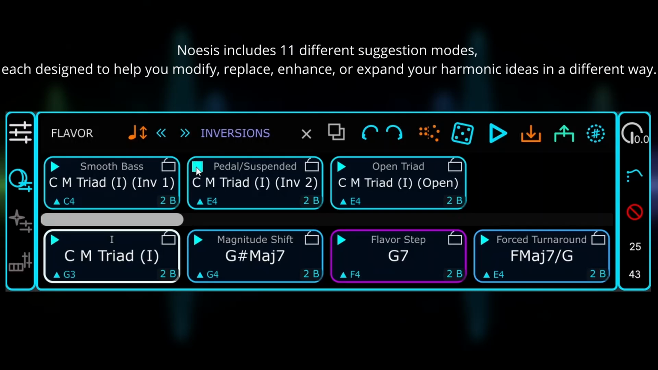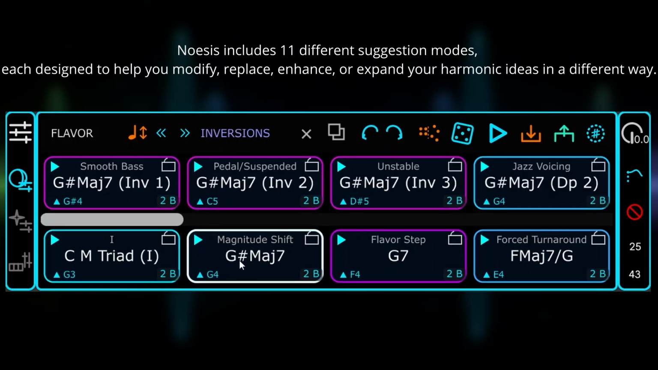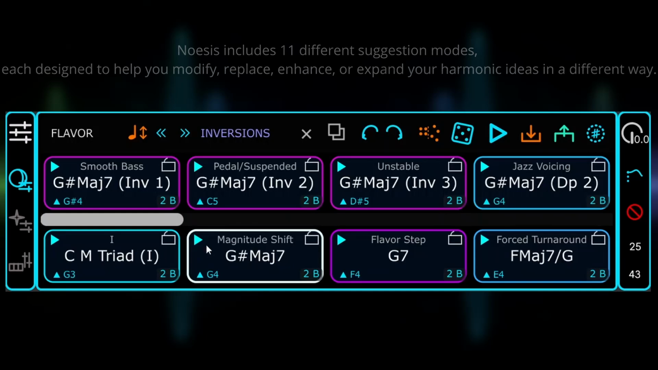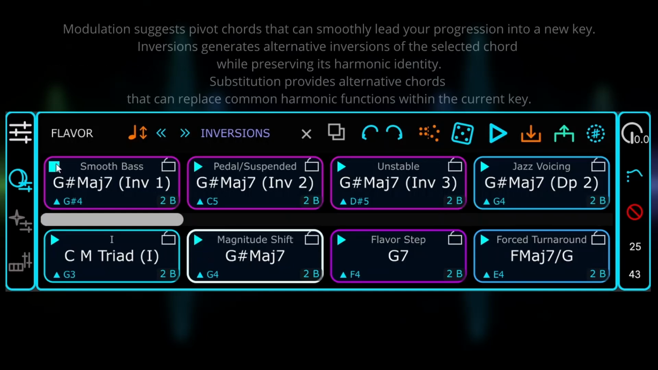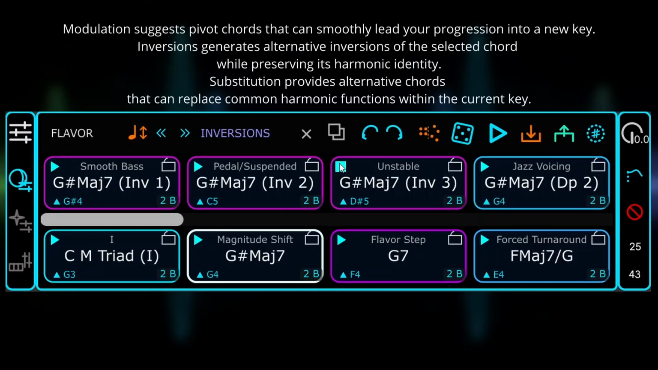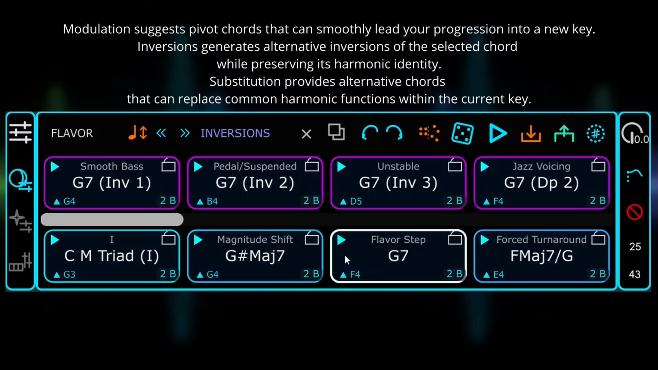Noesis includes 11 different suggestion modes, each designed to help you modify, replace, enhance, or expand your harmonic ideas in a different way. For example, modulation suggests pivot chords that can smoothly lead your progression into a new key.